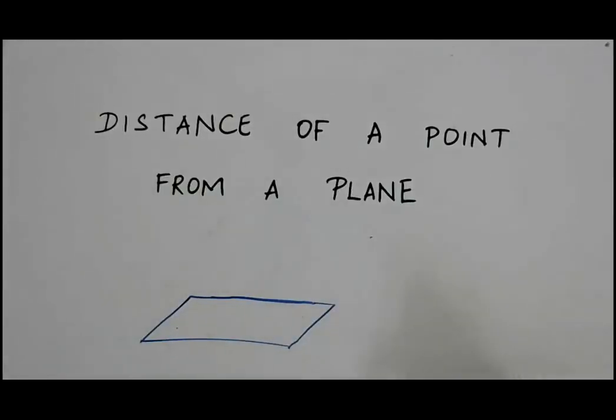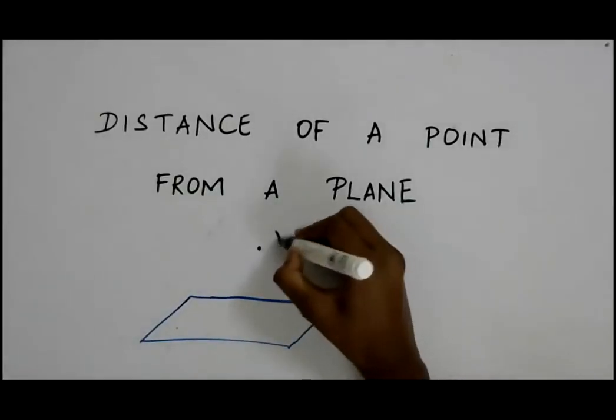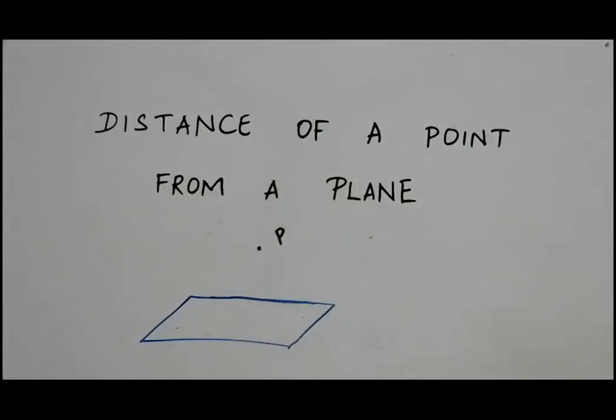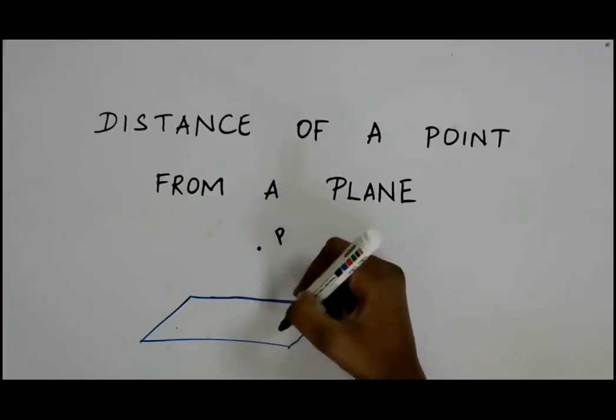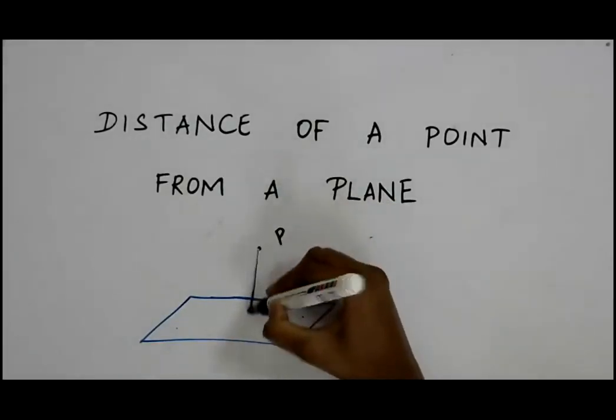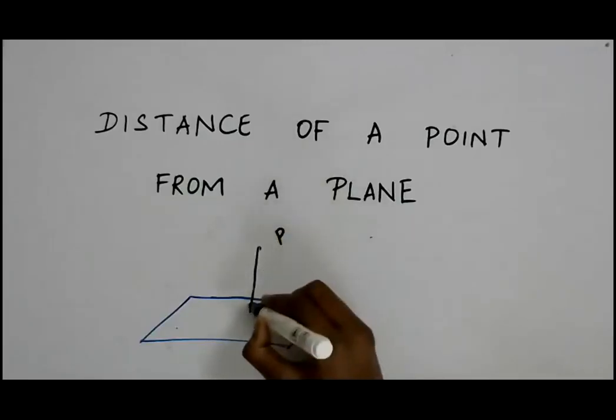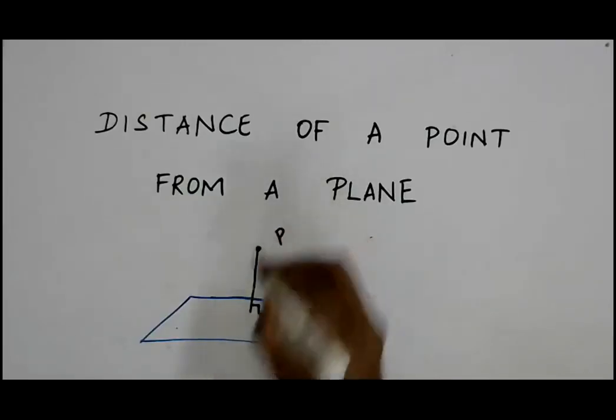In this video, we'll be learning about the distance of a point from a plane. When we're talking about the distance of the point, we can consider any distance. But when we say distance, we always mean the shortest distance from the point to the plane. The shortest distance here is going to be the perpendicular distance from the point to the plane.